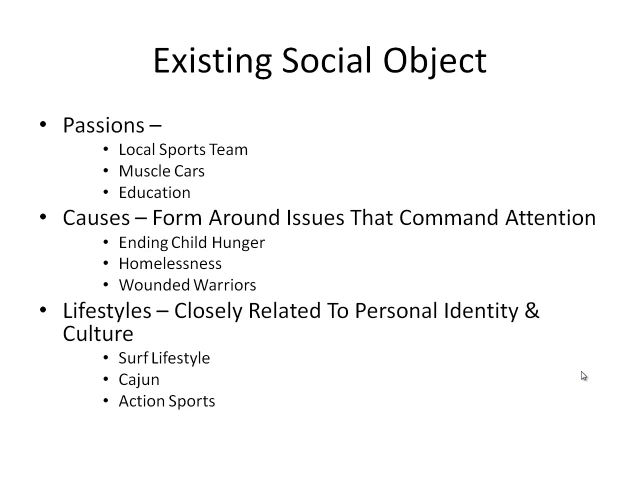Another one is causes. Causes form around issues that command attention, such as ending world hunger, or child hunger, or homelessness, or even wounded warriors, right? So there's a lot of things you can connect with that. Another one is a lifestyle. Lifestyles are closely related to personal identity and culture, such as the surfing lifestyle, or even Cajun, or any kind of action sports, like a surfer or a skateboarder. There are a lot of things that people are already congregated around and talking about.